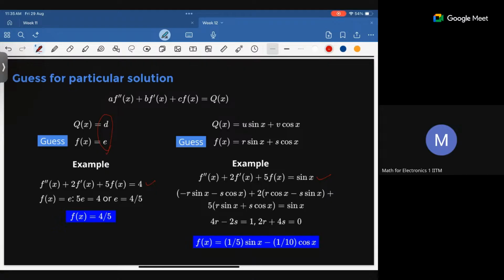Okay, so we'll guess that as the solution, then compute f prime and f double prime and substitute them in the differential equation, and then simplify it or solve it for the unknown constants. Okay, and this is for the particular solution, and add this particular solution to the homogeneous solution to get the complete solution.